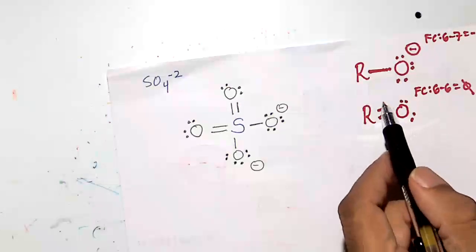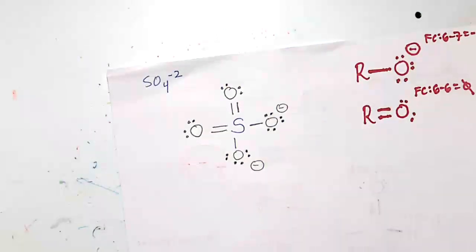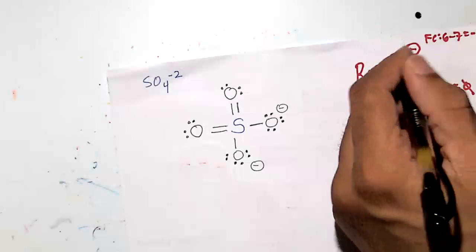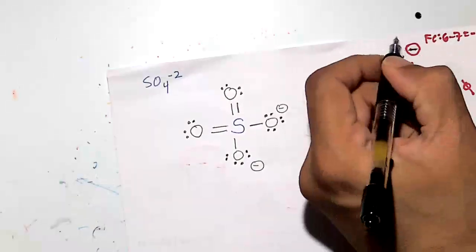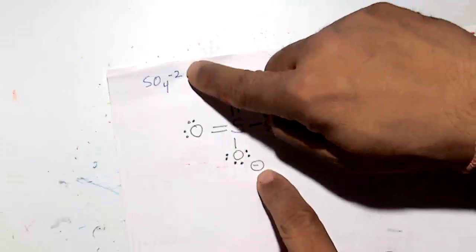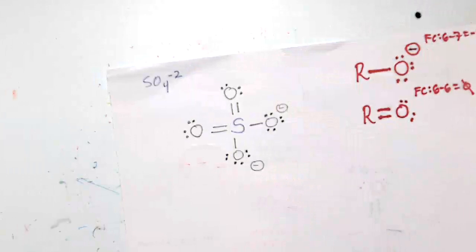Remember, double bond oxygen has 2 lone pairs, single bond oxygen 3 lone pairs, but what's the formal charge on that single bond oxygen? Minus 1. Okay, so there's your minus 2, and there's your minus 2.